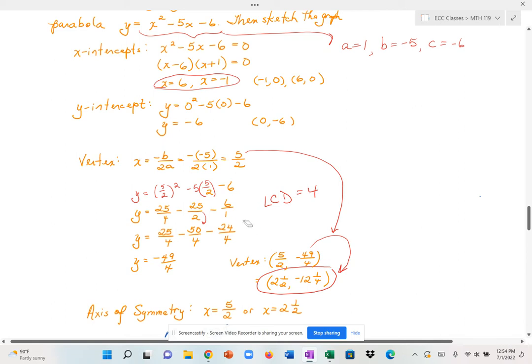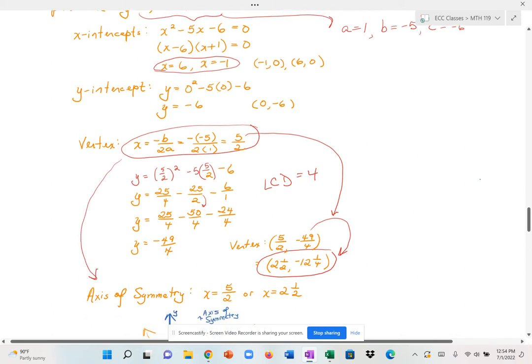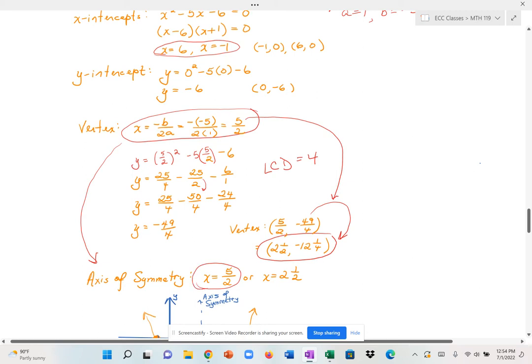All right, the axis of symmetry is a vertical line that goes through the vertex. So once you figure out what the x-coordinate is of the vertex, the axis of symmetry is the same value. So the axis of symmetry is the line x equal to 5 halves or x equal to 2.5.